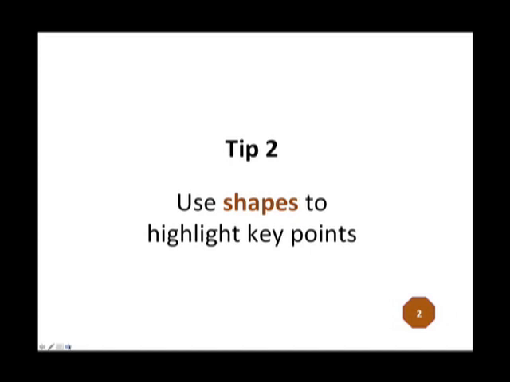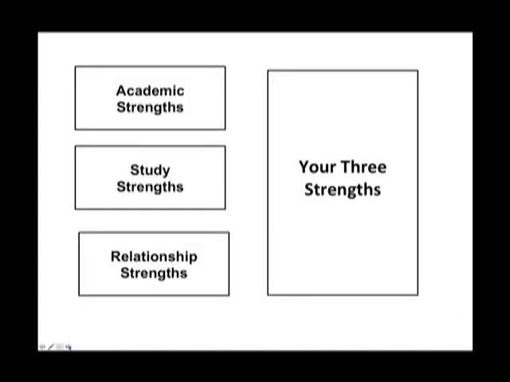So tip number 2, let's use shapes to highlight the key information. In this slide, we're going to use boxes to format the strengths. Now remember, from brain-based learning, you know that your brain is looking for structure, and by putting text boxes or shapes around those 3 key points, your brain has 3 more structures to tie information to. So shapes are very helpful.